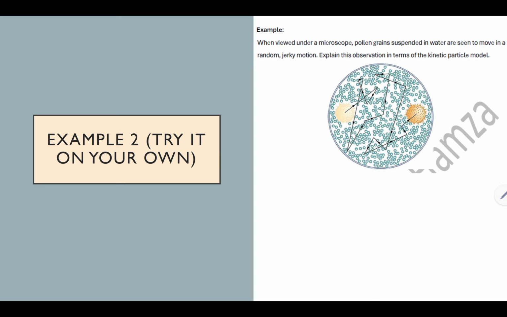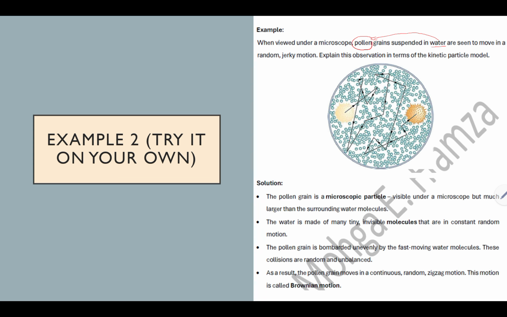Another example, when viewed under a microscope, pollen grains suspended in water are seen to move in a random jerky motion. Explain this observation. Same thing. We're going to say that the pollen, which is the bigger particles, are being collided by the water, which is invisible, causing the random motion.